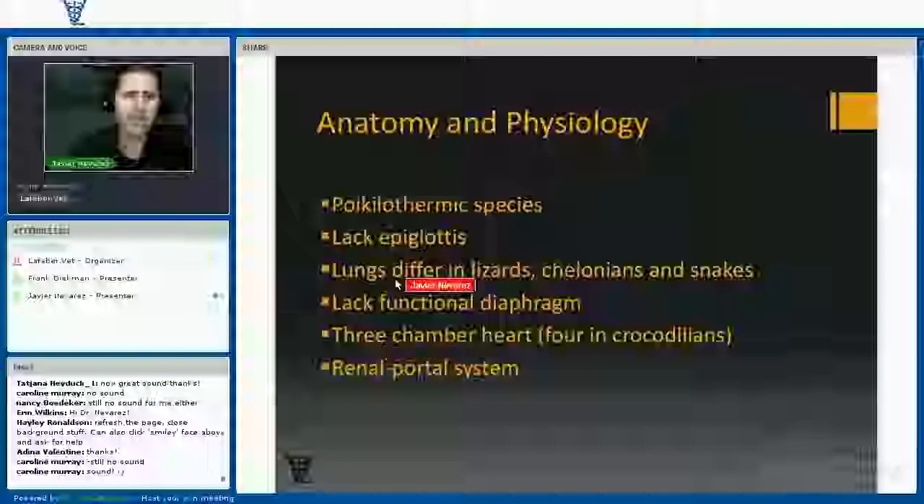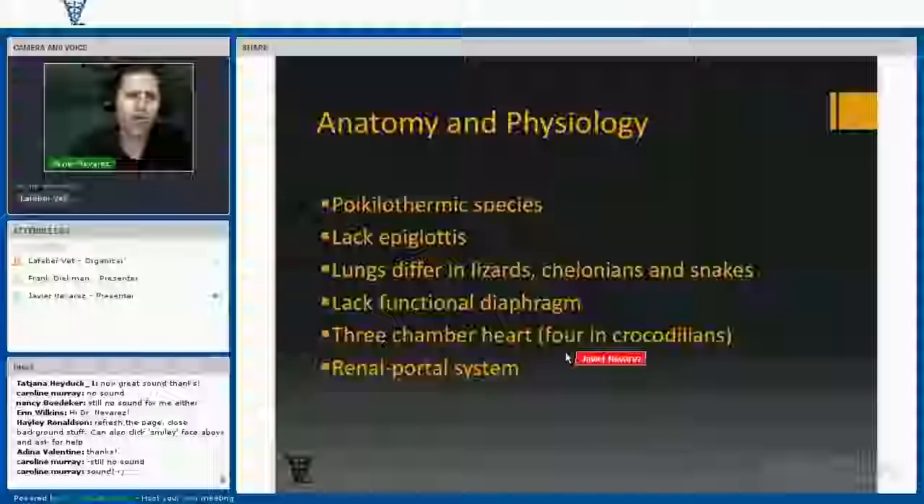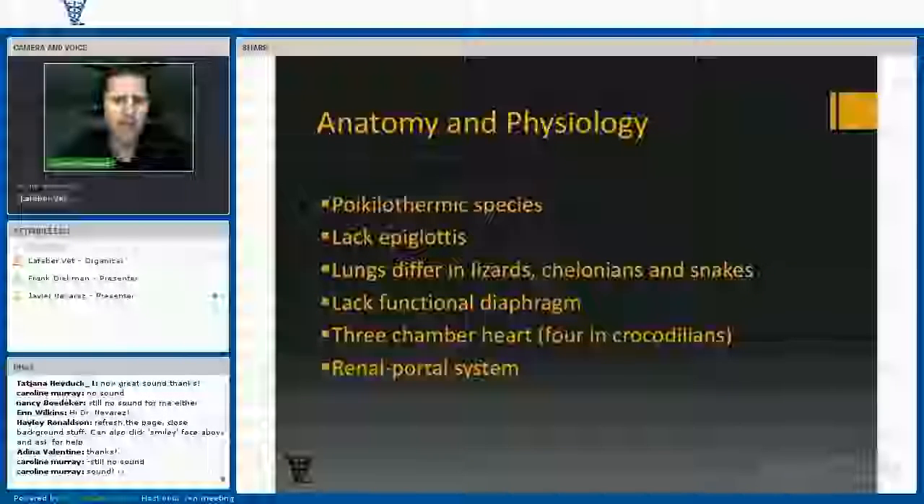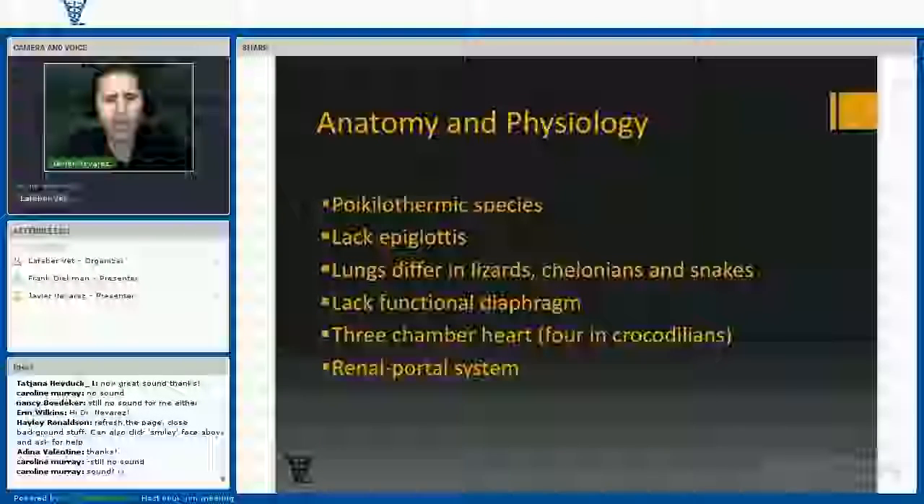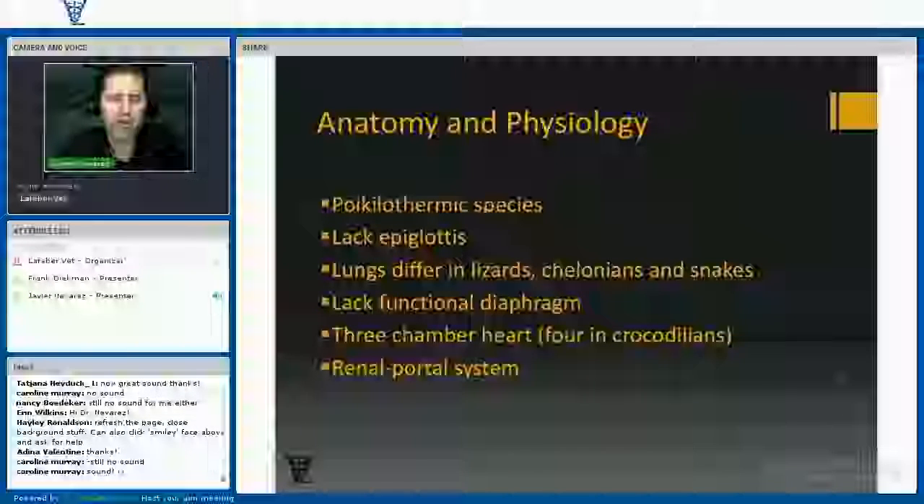And then one of the big things, together with the poikilothermic nature, is the fact that they have a 3-chamber heart, although crocodilians have 4 chambers. But regardless, they can do a lot of right to left shunting. And that's very, very important, especially when we're talking about gas anesthesia, because if these animals start shunting from the right side to the left side of the heart, that means that they're not oxygenating their lungs. And if they're not oxygenating their lungs, that means that the gas anesthetic is not being picked up appropriately from the lungs. It's not going to be as effective.